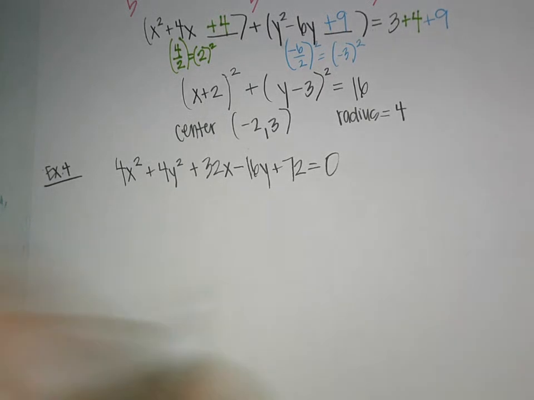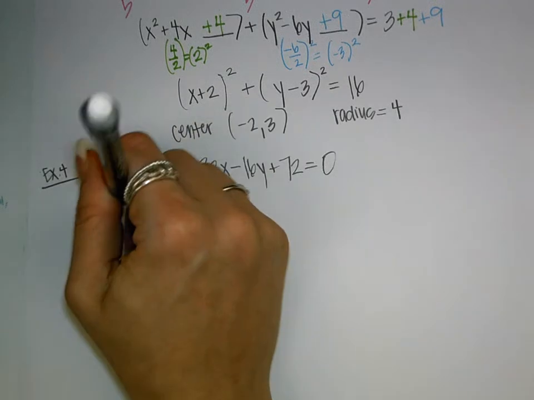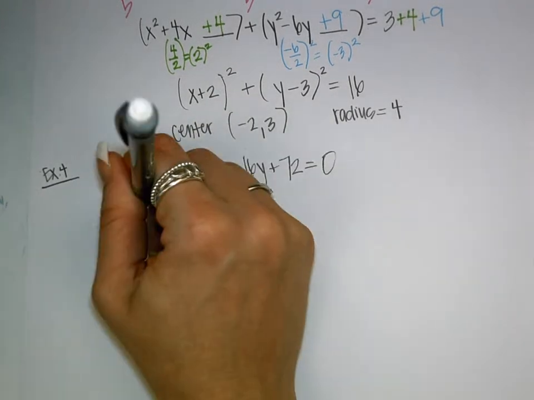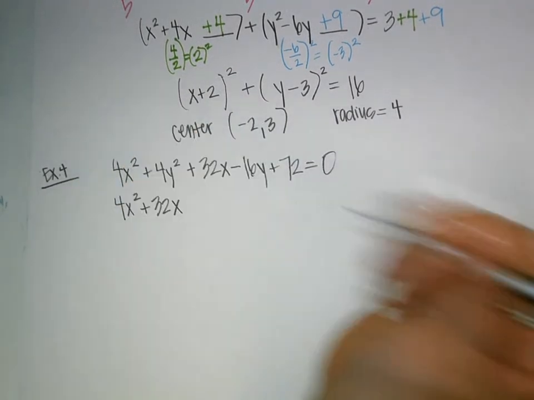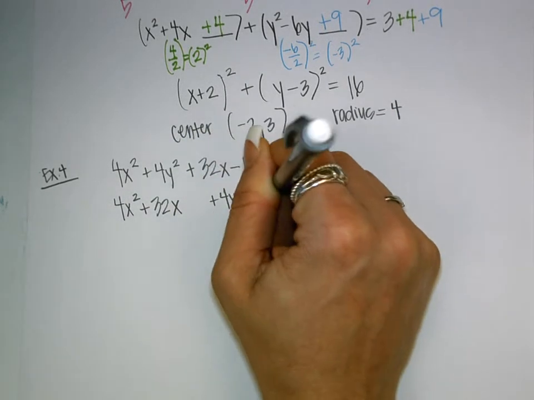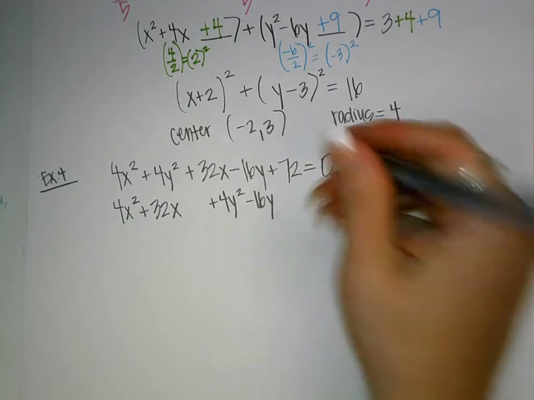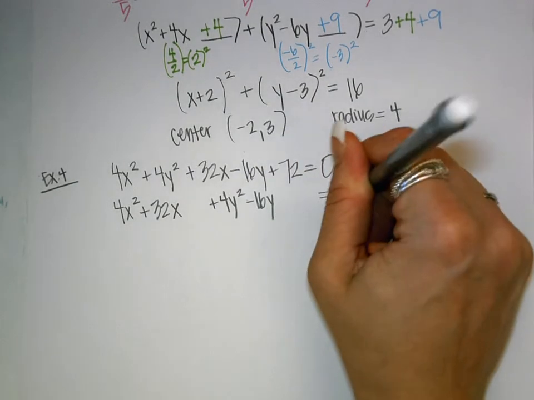Start by reorganizing. So you want to put the x's together, put the y's together. So 4x squared, line it up with the plus 32x. Then line up your y's. So plus 4y squared minus 16y. What do you think I'm going to do with the 72? Move it to the opposite side, so equals negative 72.